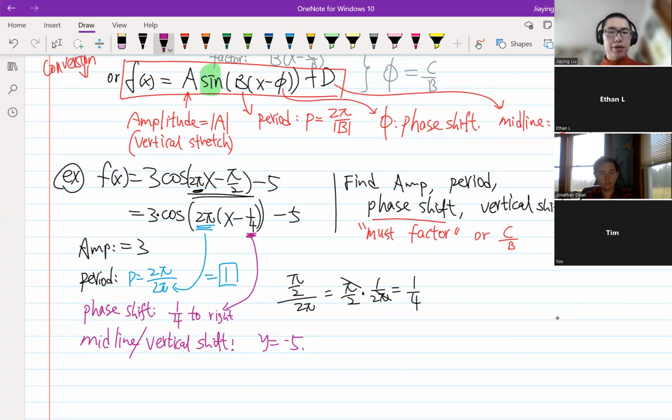Any questions about this problem? Now, I want to point out that you're going to see a lot of this. The period itself, the final answer, doesn't have to have a pi. This again confirms that pi is not really a measurement. Pi is just a convenient value. So here the period is 1 radian. Okay. Any questions on this?